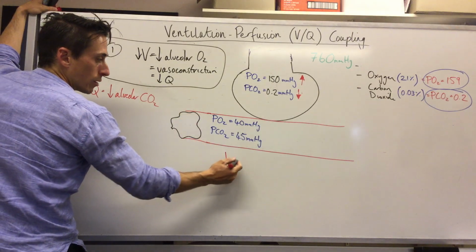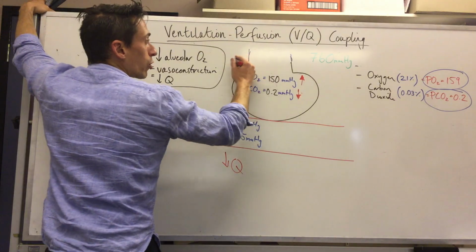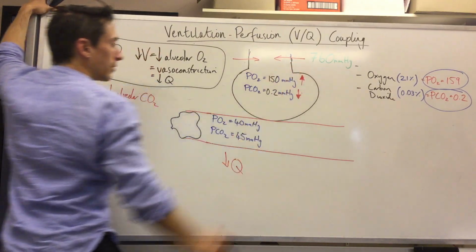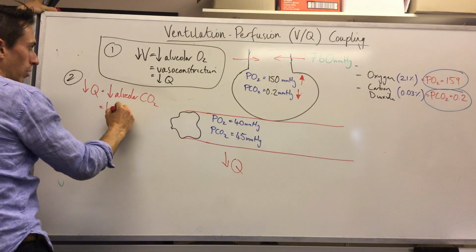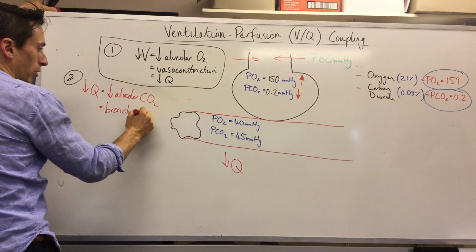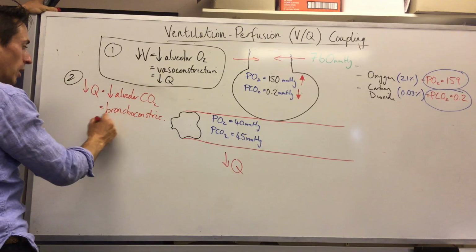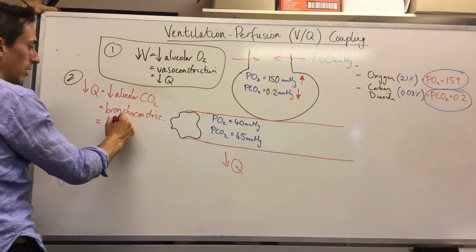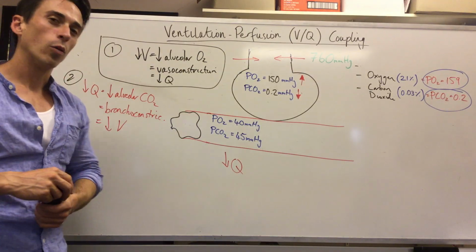This is dropped. What do we want to do? We want to drop this. So we want to bronchoconstrict. So a drop in alveolar CO2 equals bronchoconstriction, which equals a drop in ventilation. Okay?